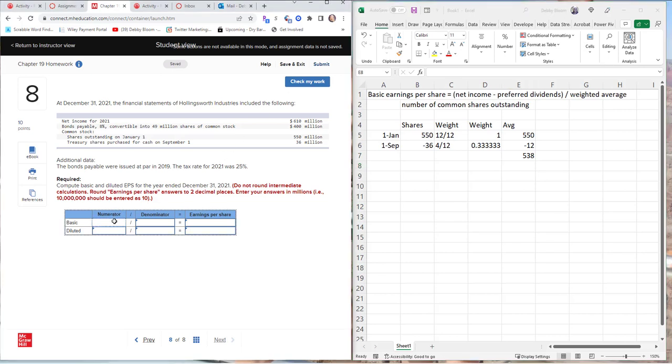So for the basic, in my numerator, I'm going to put my 610 million because there's no preferred dividends, there's no preferred stock. In the denominator, I'm going to put my 538 million. So if I take 610 million, divide by 538 million, I get 1.133, and it says round the earnings per share to 2 decimal places, so 1.13.